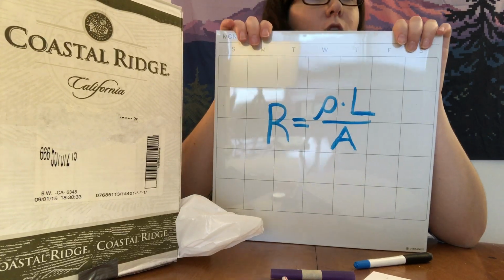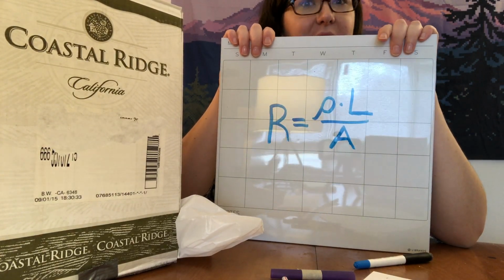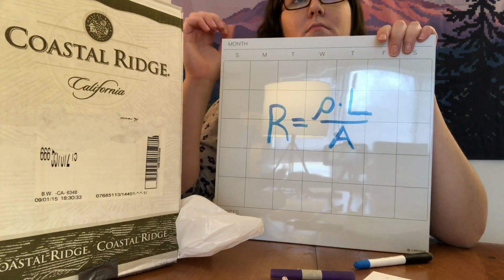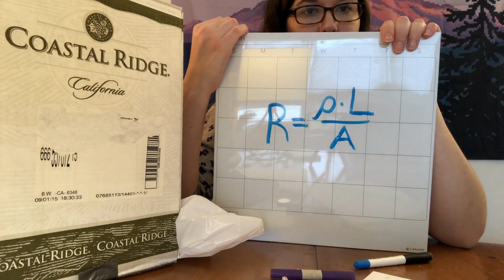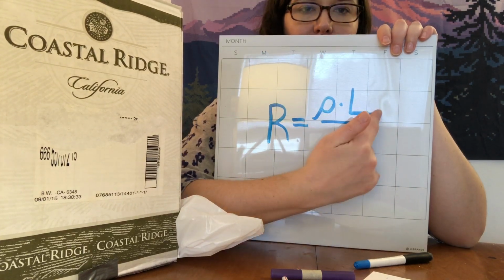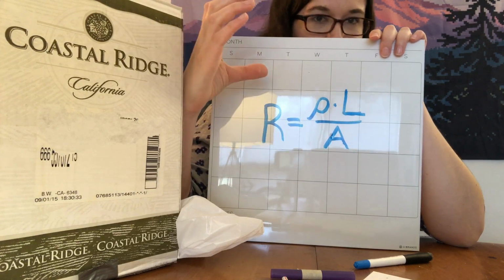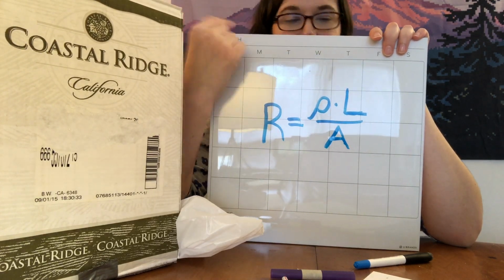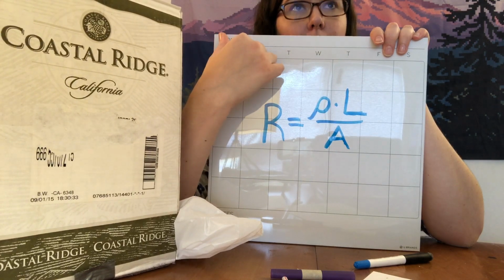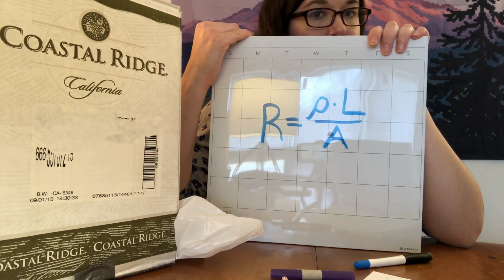Okay, so if you had a big hunk of metal and you wanted to make the highest resistance that you could, you would want to think about what shape would you want to do to that metal. Would you want a thick, short wire, or would you want a really long, really thin wire in order to have the highest resistance possible?